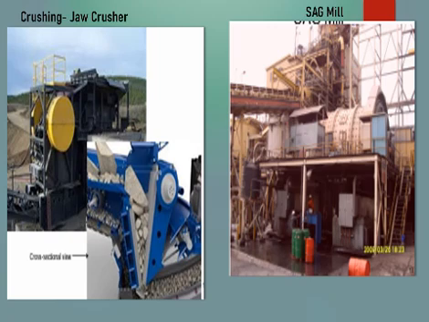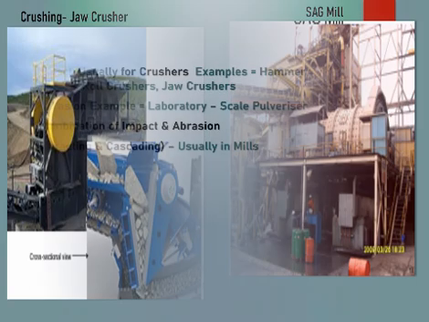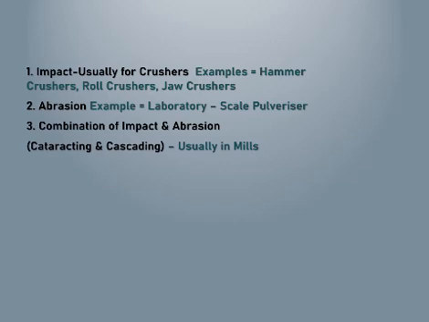Over here, we have two examples: the crushers and the mill. We have images of crushers and images of mills. Impact: for crushers, examples are hammer crushers, roll crushers, jaw crushers. Abrasion: an example is the laboratory scale pulverizer. And we have the combination of impact and abrasion, that is cataracting and cascading, usually in mills.